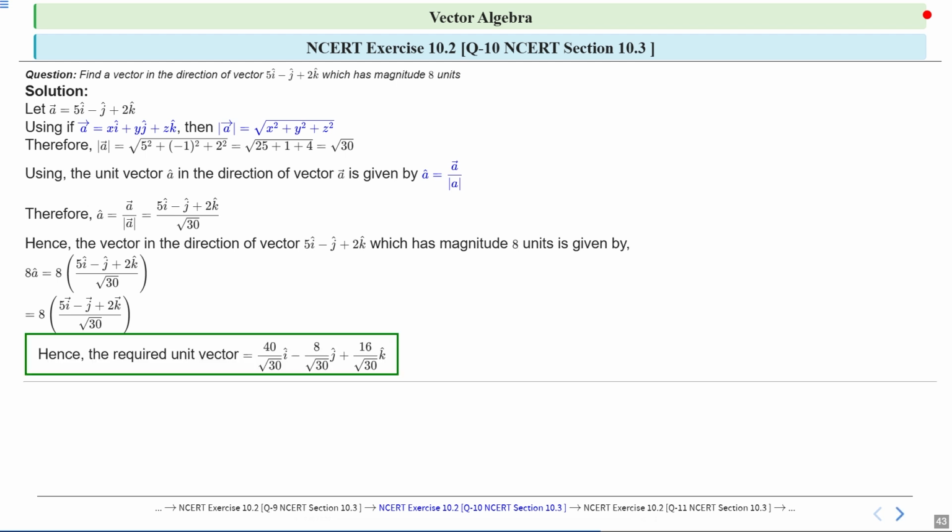Hence, the required vector will be 40 upon root 30 i cap minus 8 upon root 30 j cap plus 16 upon root 30 k cap. Okay, this is basically the required vector.